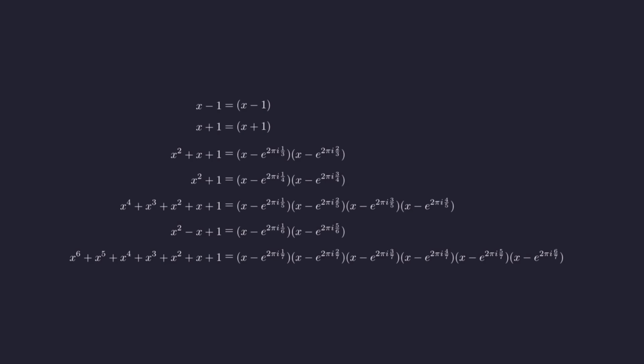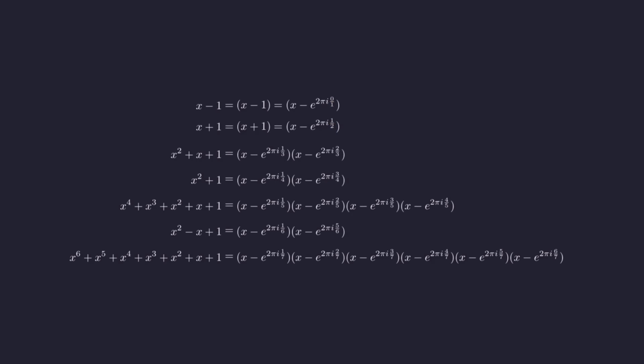This pattern still holds for the cases where n equals 1 and n equals 2, since 1 is equal to e to the 2 pi i 0 over 1, and negative 1 is e to the 2 pi i 1 over 2. If you think about it, this pattern makes sense.